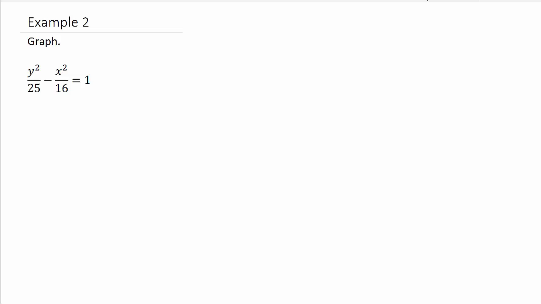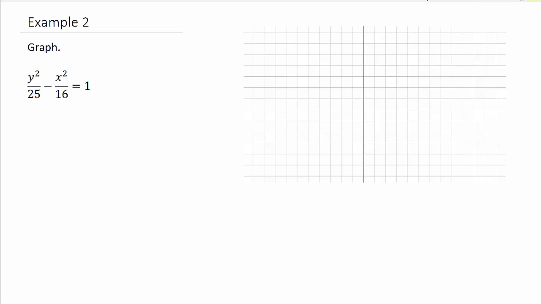Alright, so example 2 here, we've got y squared over 25 minus x squared over 16 equals 1. Alright, so first thing we need to do is identify what a is and identify what b is. This is a squared and this is b squared. Okay, so that tells us that a is the square root of 25, which equals 5, and b is the square root of 16, which equals 4. Alright, now in this one, the y term's first, so the hyperbola is going to open up and down.